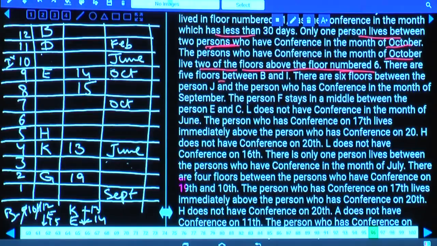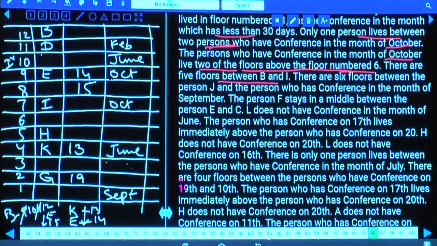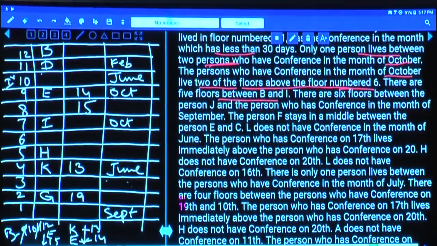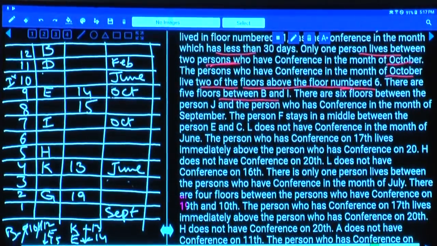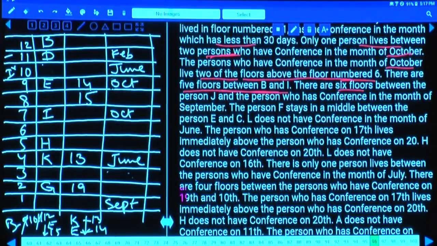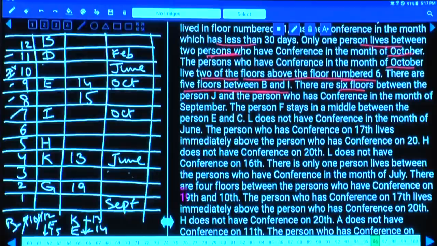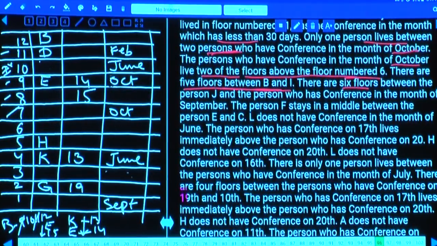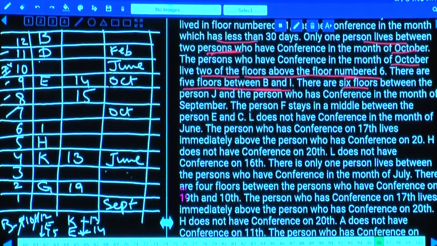There are 5 floors between B and I. 1, 2, 3, 4, 5. And I must be on the 7th floor. Isn't it? There are 6 or 5. There are 6 floors between. There are 5 floors between B and I. As there are 5 floors between B and I, 1, 2, 3, 4, 5. And this I must be where? I must be on the 6th floor.